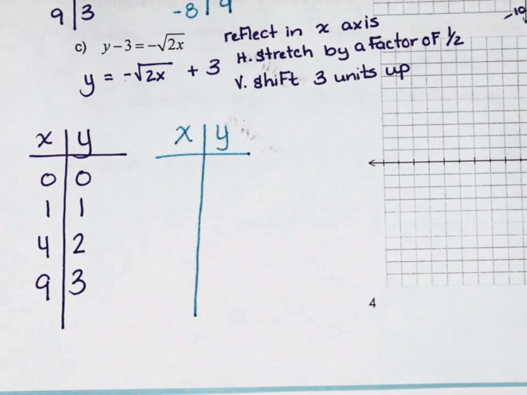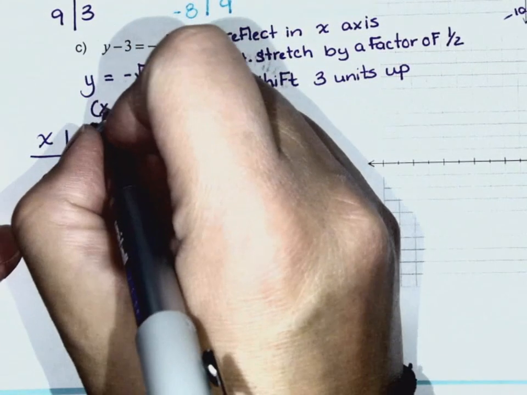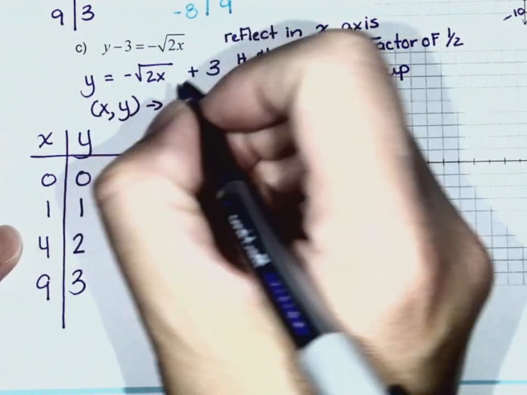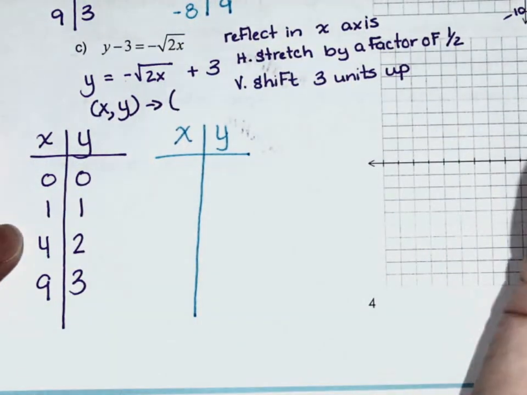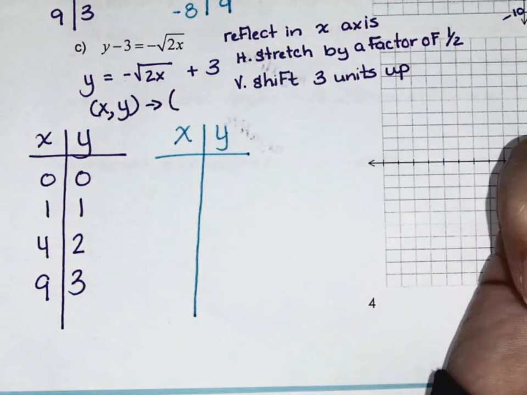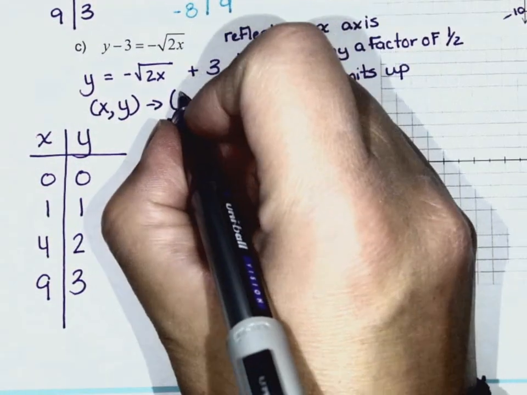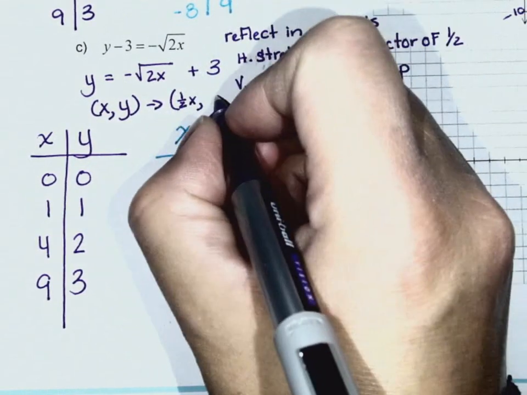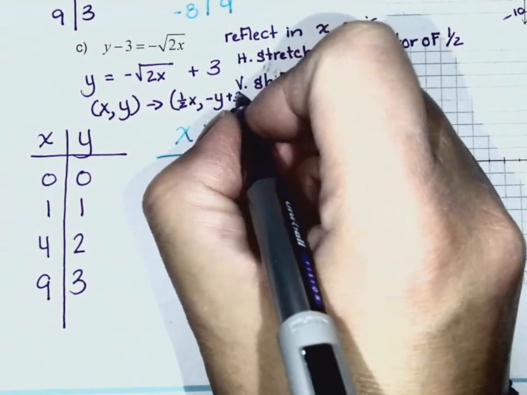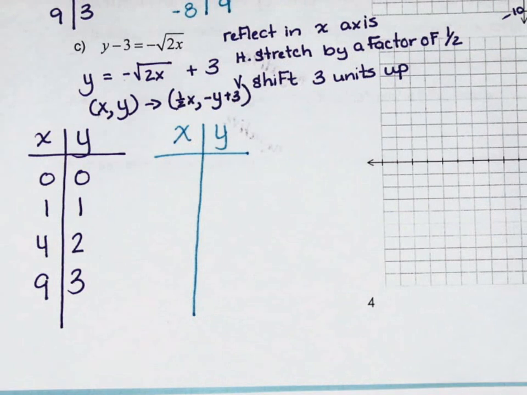Oh, I didn't do my mapping rule. And again, you don't have to do a mapping rule. It's just super helpful if you're like me and can't really see it. So my x's are being times by 1/2, and then everything else is happening to the y's.